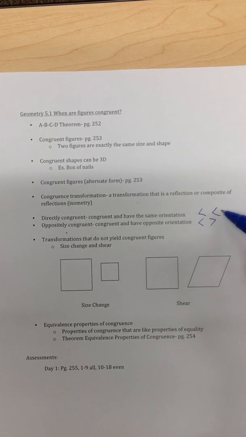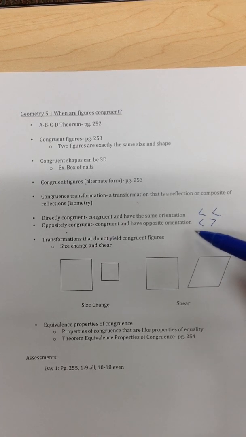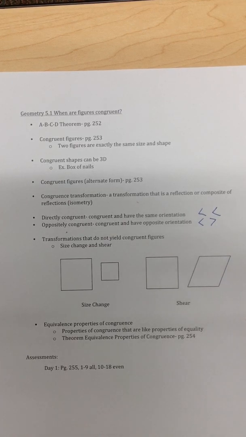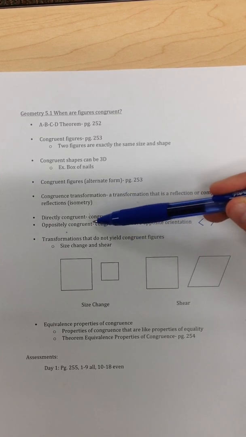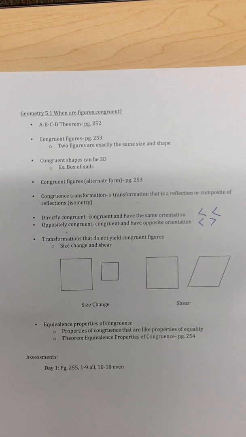So this would be directly congruent. An example of that would be like a slide. A reflection would be oppositely congruent. And you can go back to last chapter when we were talking about orientation, whether it's preserved or whether it's reversed. That'll kind of help you figure out if it's going to be directly congruent or oppositely congruent. So if orientation's preserved, it would be directly congruent. If it's reversed or switched, it would be oppositely congruent.